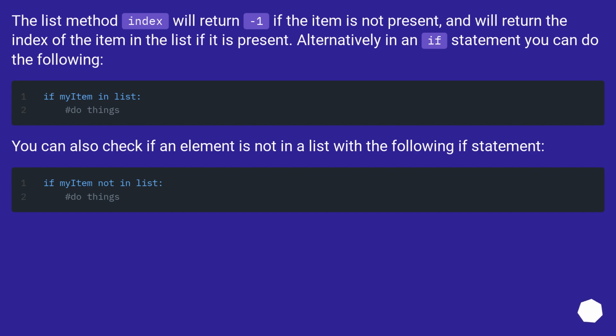The list method index will return -1 if the item is not present, and will return the index of the item in the list if it is present. Alternatively, in an if statement you can do the following. You can also check if an element is not in a list with the following if statement.